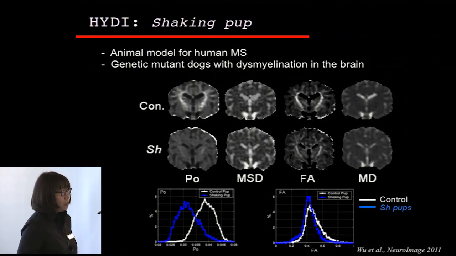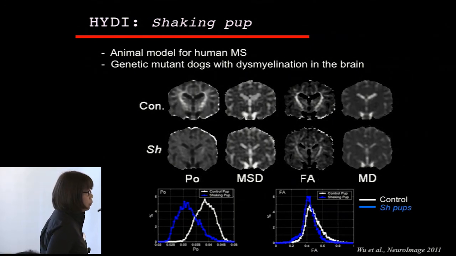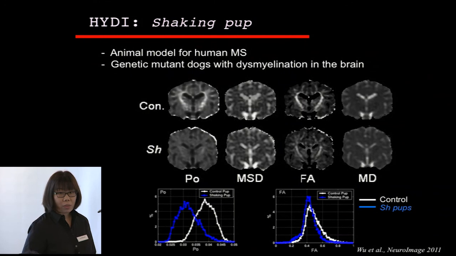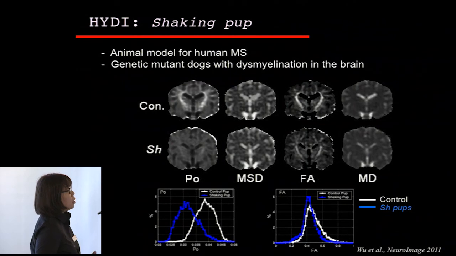This is one study of this HYDI experiment on the shaking pup. The shaking pup is an animal model for human multiple sclerosis. It's a genetic mutant dog with dysmyelination in the brain. So it's not directly multiple sclerosis, because multiple sclerosis is demyelination with brain inflammation, where myelin is lost. But the shaking pup is born without myelin, so it doesn't have any inflammation or other confounding issues with the myelin. The upper row is the control dog, and the lower row is the shaking pup.